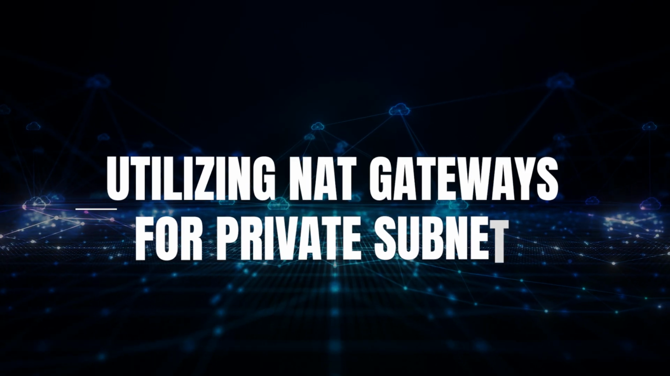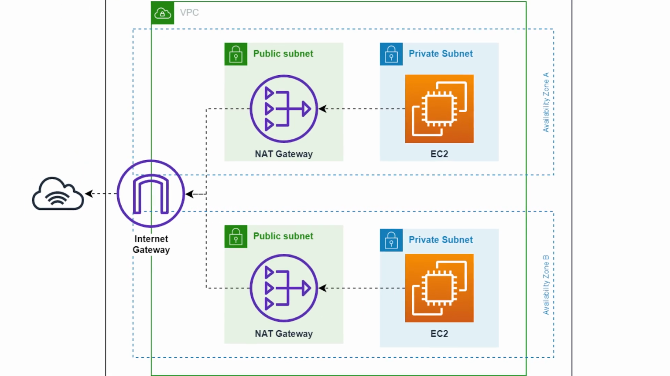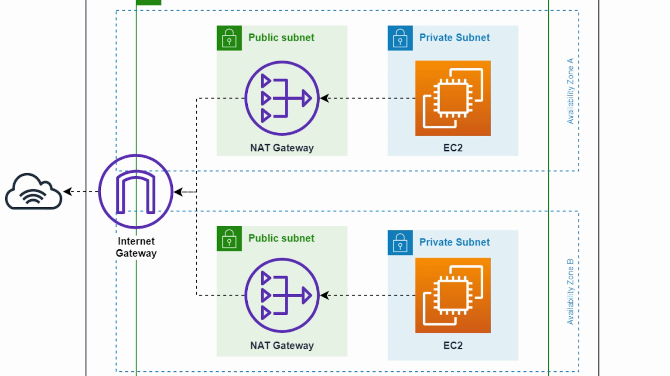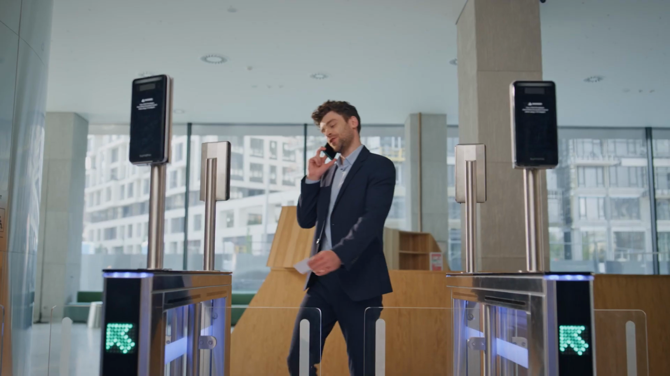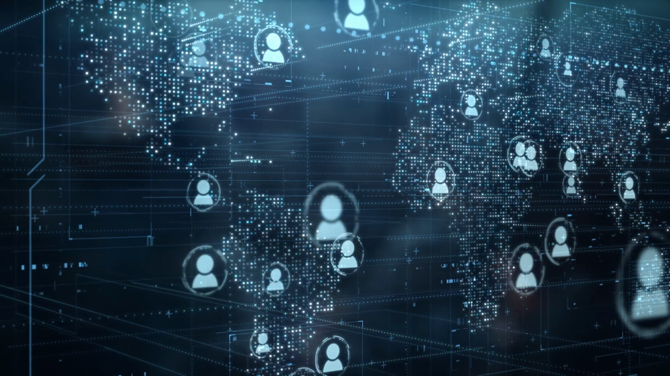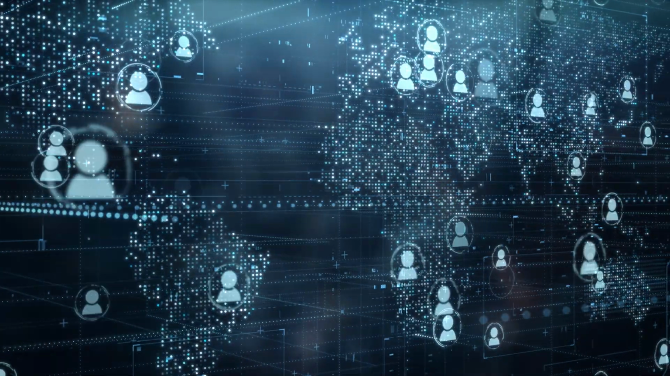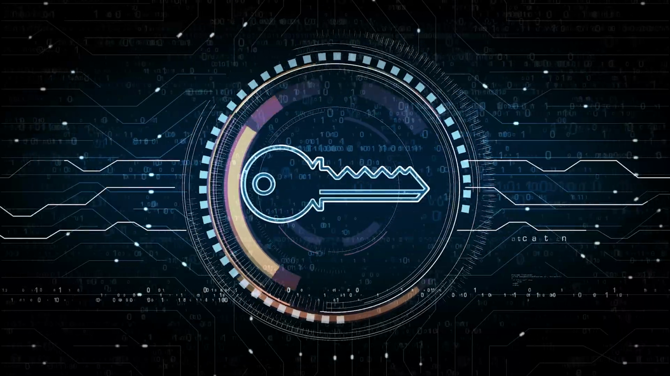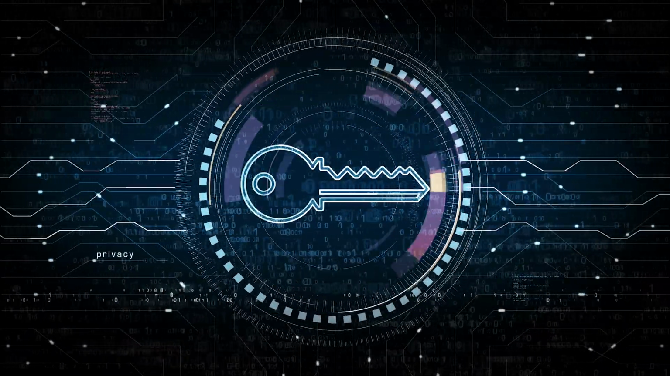Utilizing NAT gateways for private subnets. As our VPC takes shape, we encounter a critical element for secure communication from private subnets to the internet, the NAT gateway. Picture this as the guardhouse at the entrance of a secure compound. The NAT gateway enables private instances to access the internet while keeping their identities hidden. It's a secure bridge, allowing outbound communication without exposing sensitive systems.